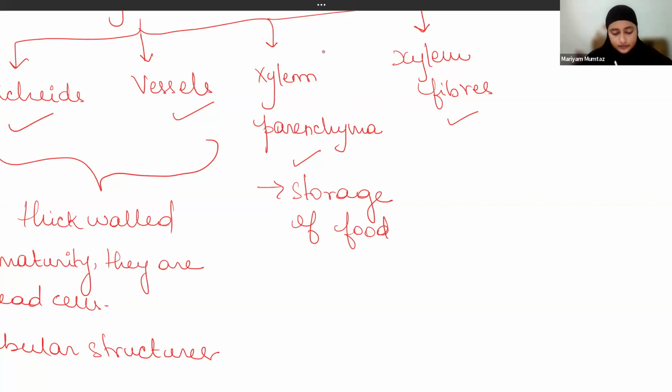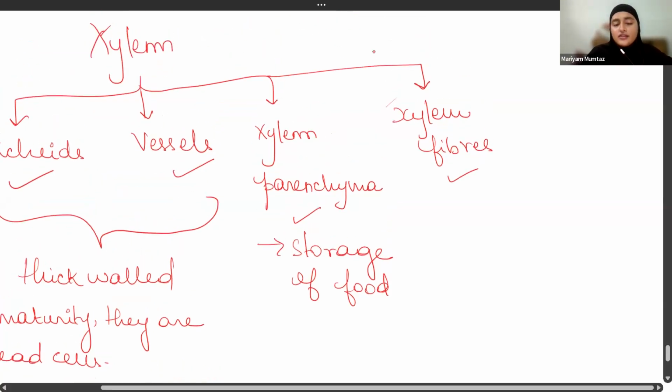Is it clear? Xylem parenchyma stores food. There is nothing else to know here. Xylem parenchyma is there in the xylem and it stores food. Storage of food is the function of xylem parenchyma. What is the doubt here? I'm asking you because it's stuck in between, so I asked you once again. Okay, I thought you didn't understand.